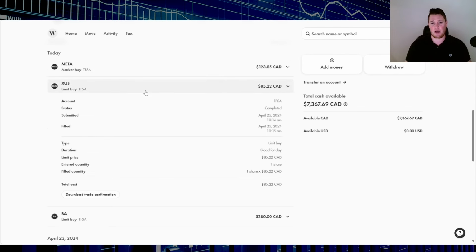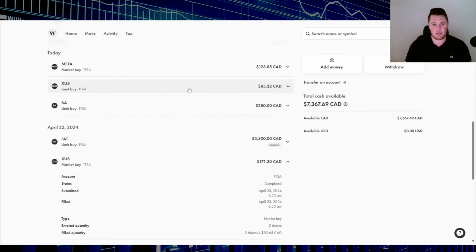But I also did buy one additional share of XUS today at $85.22. So that's one of the ones I definitely do want a very big chunk of my portfolio in. I'm just trying to catch a good price, essentially, if that makes sense.